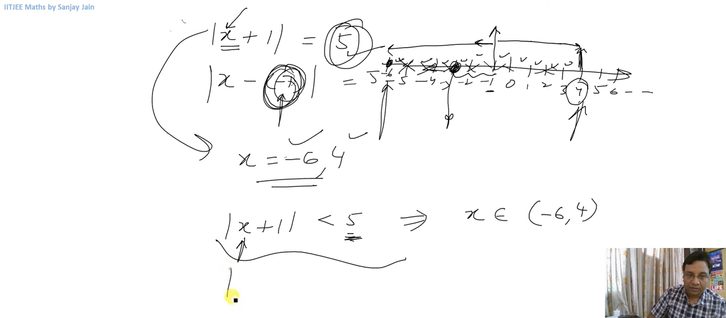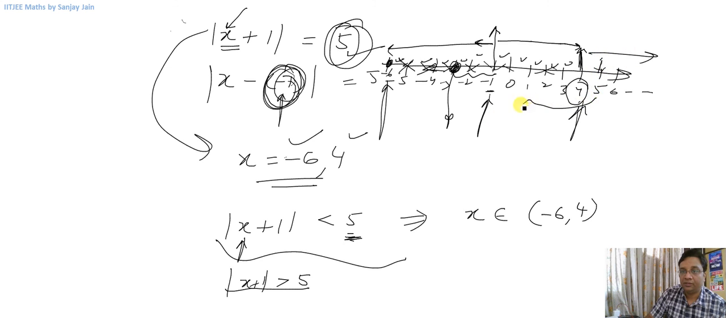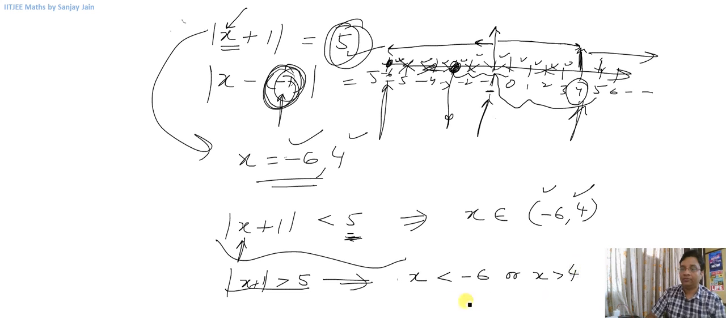Okay. Also for greater than 5, let us say I write this inequation like this: mod of x plus 1 is greater than 5. So any number beyond this 4 will have a distance from -1 greater than 5. So for example, 5 here is at a distance of 6 units from this place. Okay, so any number beyond 4 or before -6 will satisfy this inequation. That means x will be lesser than -6 or x will be greater than 4. Another way to write it is x can be from -infinity to -6 or 4 to infinity.